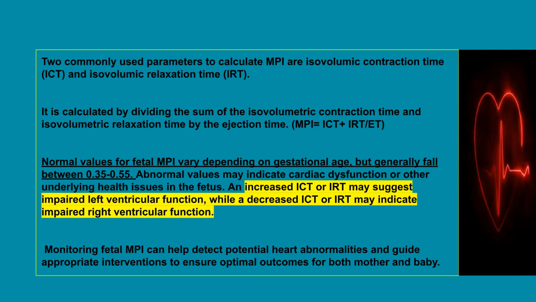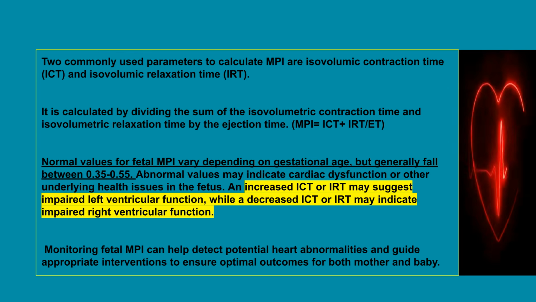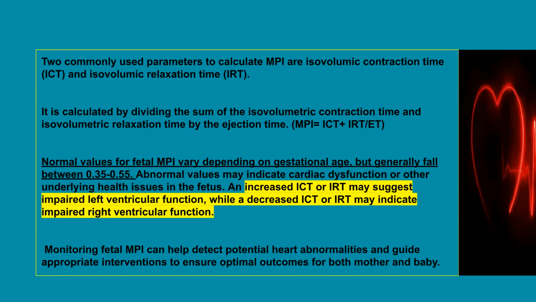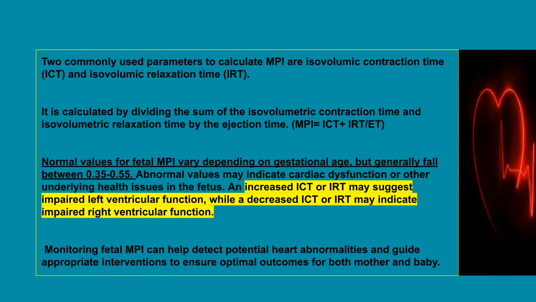Abnormal MPI values, typically outside the 0.35 to 0.55 range for a fetus, can suggest cardiac dysfunction. Monitoring fetal MPI helps detect heart abnormalities and guides timely intervention.